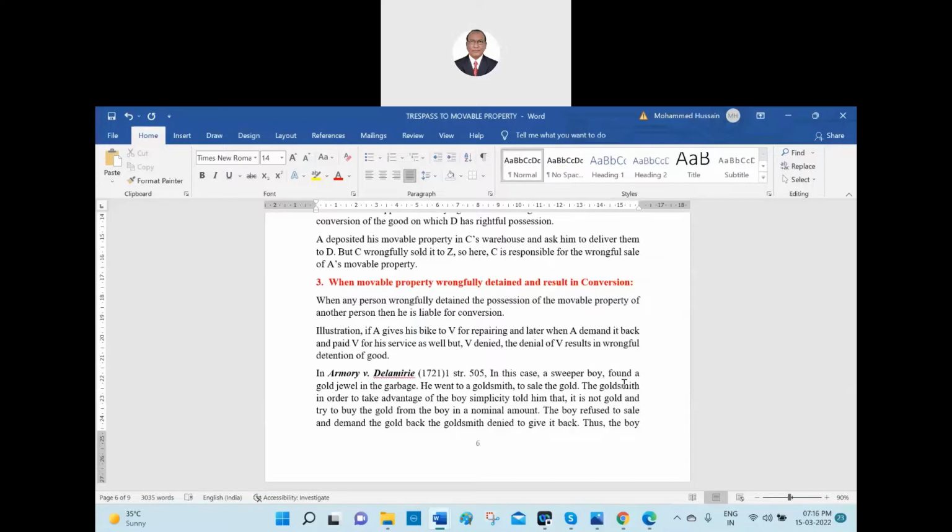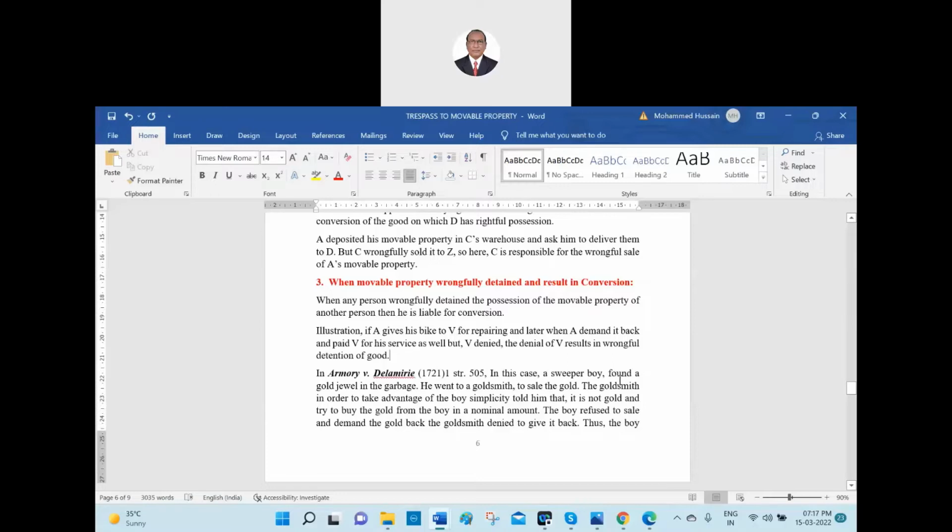Here, A gives his bike to V, a repairer, for repairing, and later on A demands it back and pays V, the repairer, for his services as well, but V denied. The denial of V results in a wrongful detention of goods.